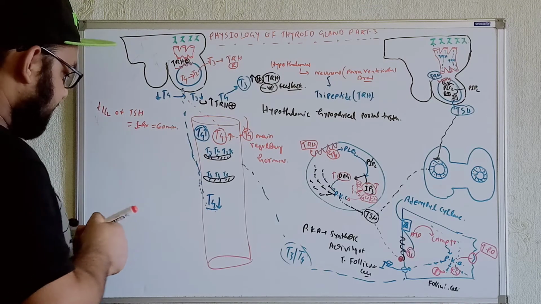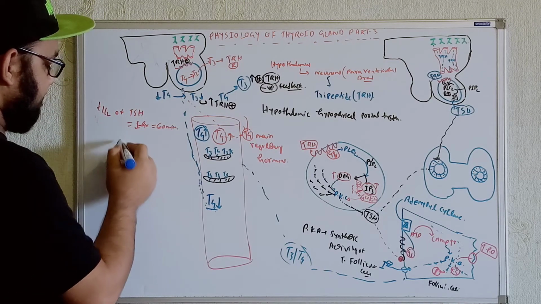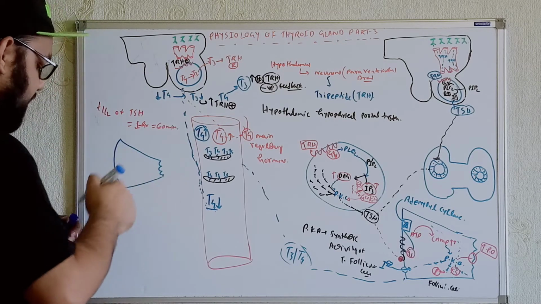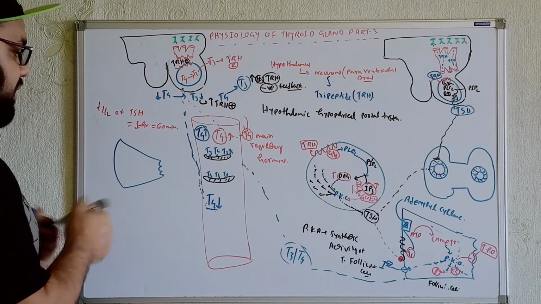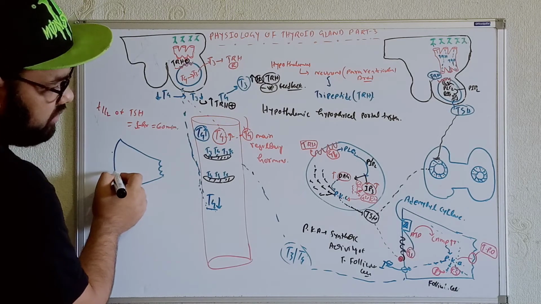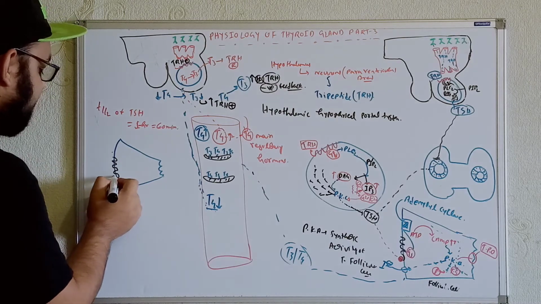So for example, this is the thyroid follicular cell, and this is the receptor for TSH. Okay, I showed you initially. Now, as the receptors for TRH.